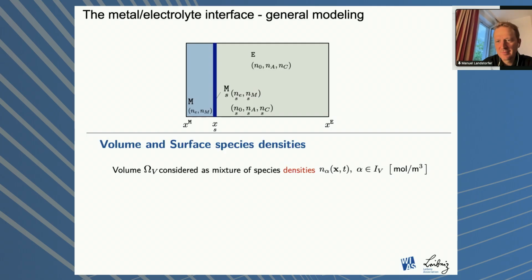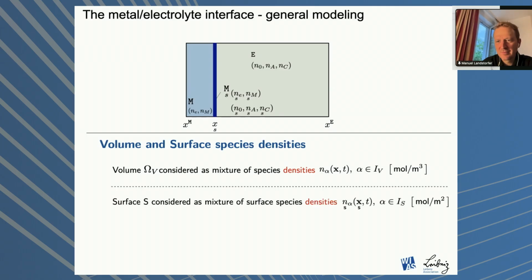So we consider the volume itself as a mixture of species densities: number of species divided by volume, where you send the volume to 0 in order to achieve what you would call a density. And these densities are all space and time dependent. On the surface, you can have similar entities. You can have surface densities, which are, for instance, adsorbates in electrochemical systems. They are also, again, space and time dependent. Of course, they do change their units. In volumes, we have mole per cubic meter, for instance, and on surfaces, mole per square meter.